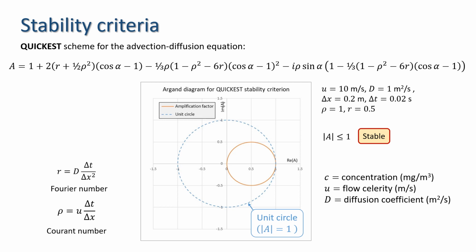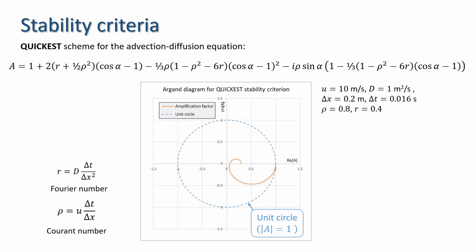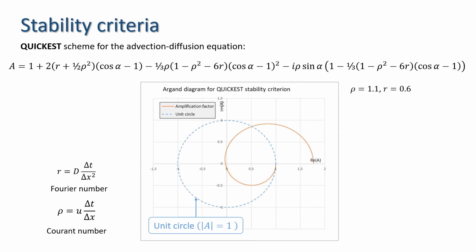Let's keep the same values of u and d, but change the numerical parameters to see what happens. Here we have ρ is 0.8 and r is 0.4, and the Argand diagram has quite a different shape, but the scheme is still stable. Again, for ρ equals 0.6 and r equals 0.3, we have a stable solution. Just to give an example of an unstable case, here we have the case ρ equals 1.1 and r equals 0.6. And it's clear from the Argand diagram that we would expect instability with this choice of parameters.